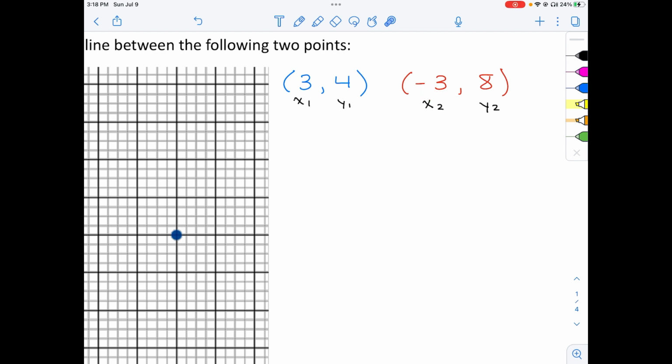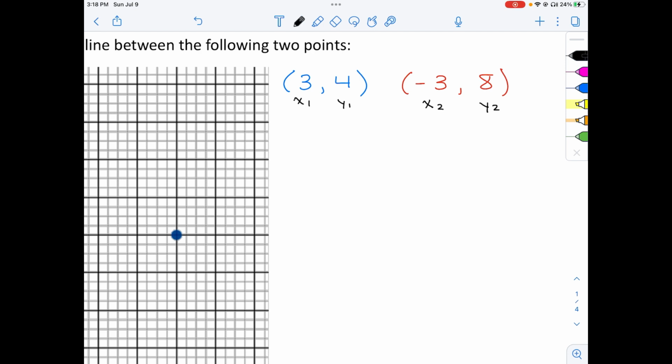Okay, so often what I see is people would write 8 minus 4 in the numerator, and then they might say 3 subtract negative 3 on the bottom, but that's not correct because you're mixing up the order. So you either need to call this x2 and this one x1, and do this y value subtract the red one, the blue subtract the red, or red subtract blue. Okay, so it always has to be the same order that you're doing those in.